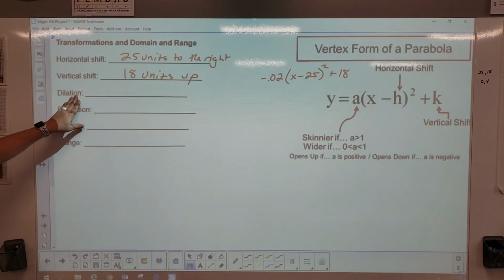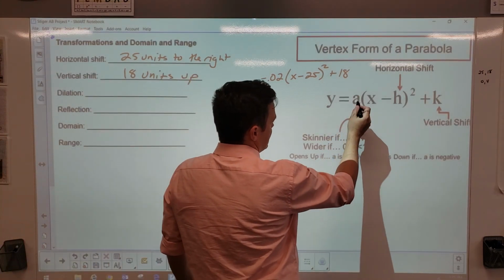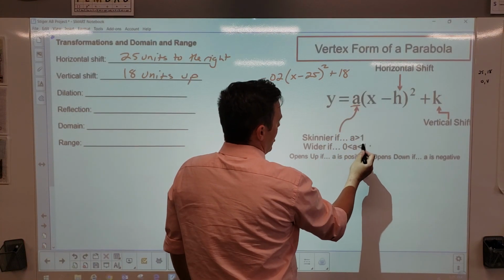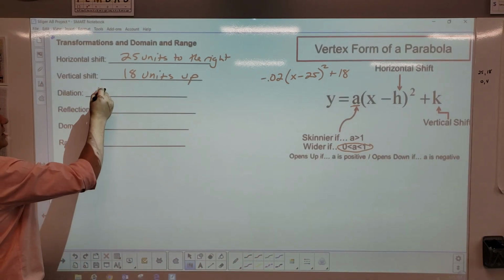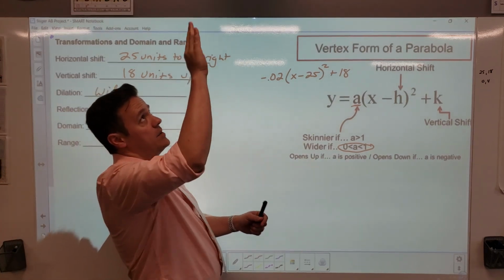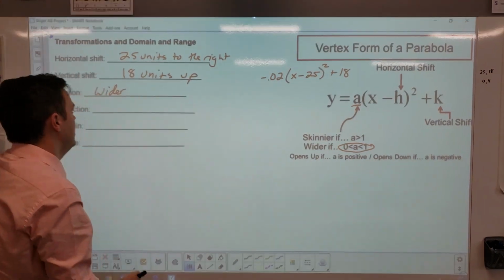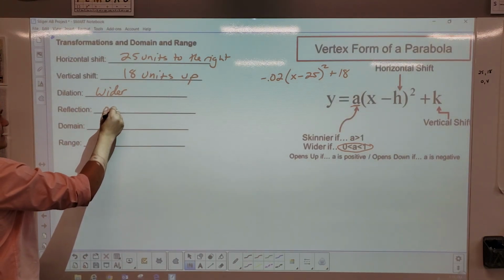And then my dilation, what is it? Well, we didn't really talk too much about dilation. It is this value here of a, and all of you should get a number between 0 and 1, so this would be a wider dilation, okay? Unless you threw the ball straight up in the air and it almost came straight back down, you're going to be wider. Reflection is over the x-axis.